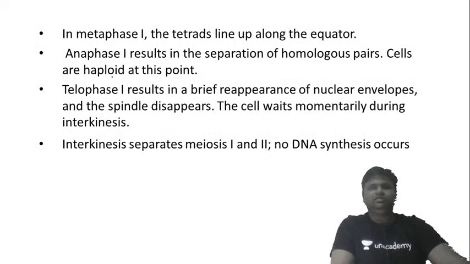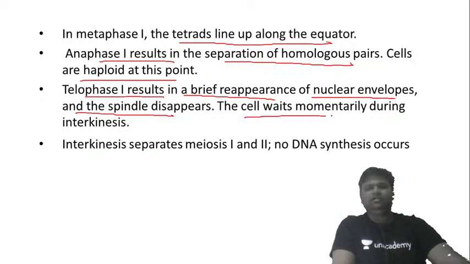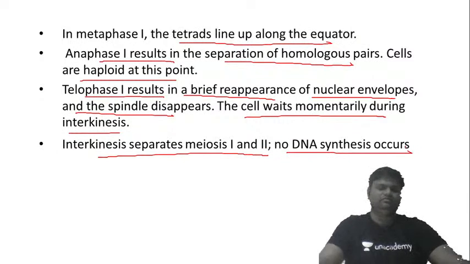In metaphase 1, the tetrads line up along the equator, and anaphase 1 results in the separation of homologous pairs. Cells are haploid at this point. Telophase 1 results in a brief reappearance of nuclear envelopes and the spindle disappears. The cell waits momentarily during interkinesis, which separates meiosis 1 and meiosis 2, and no DNA synthesis occurs.